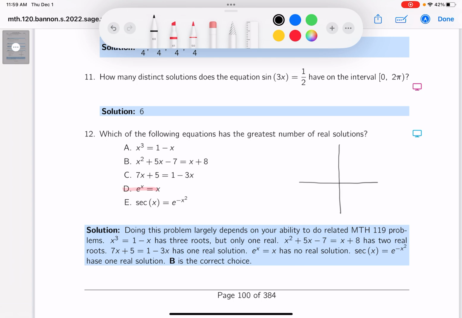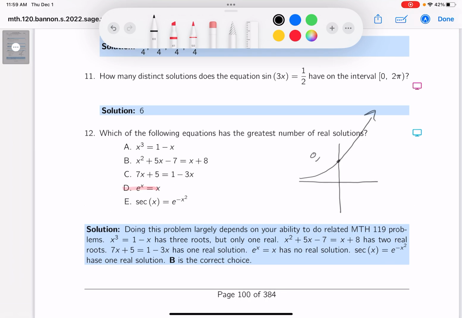So if I were to look at this over here, e to the x looks like this. It goes through the point 0, 1, and y equals x looks like this over here. They never intersect. So this has 0 solutions to it. Now let me erase this over here. All right, that's done. There's no solutions to it.